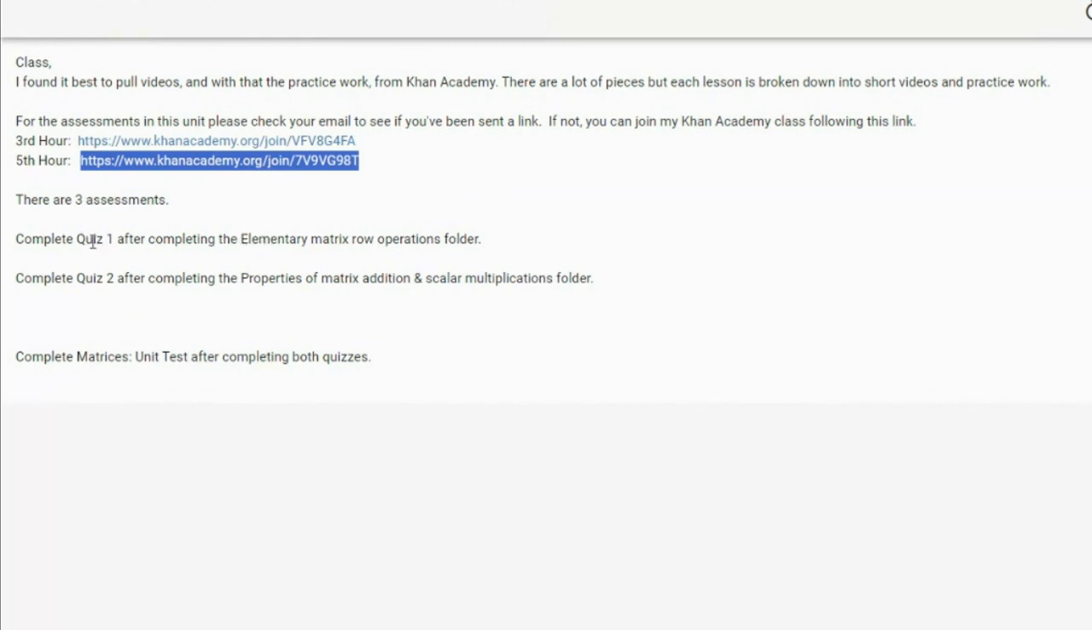And it says we're going to have 2 quizzes and then a unit test over matrices. We're just going to cover a little bit of matrices. You'll cover more in Algebra 3. But in Algebra 2, we're covering just some of this stuff. So under starting the matrix unit, make sure if you did not get an email, then you need to be clicking this to join my class in Khan Academy.